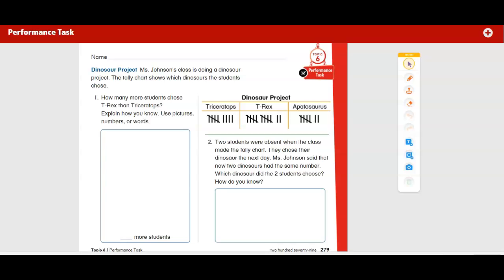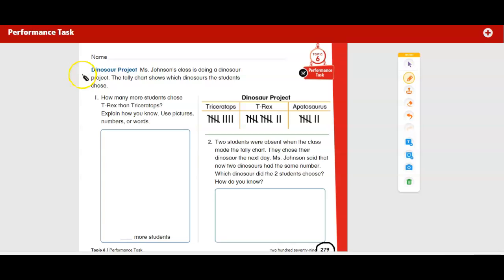For today's math lesson, we are going to be completing a performance task to show what we know about Topic 6. We will be completing this activity in our Envisions Volume 1 workbook. On page 279 is where we are beginning. Let's begin with our first problem.